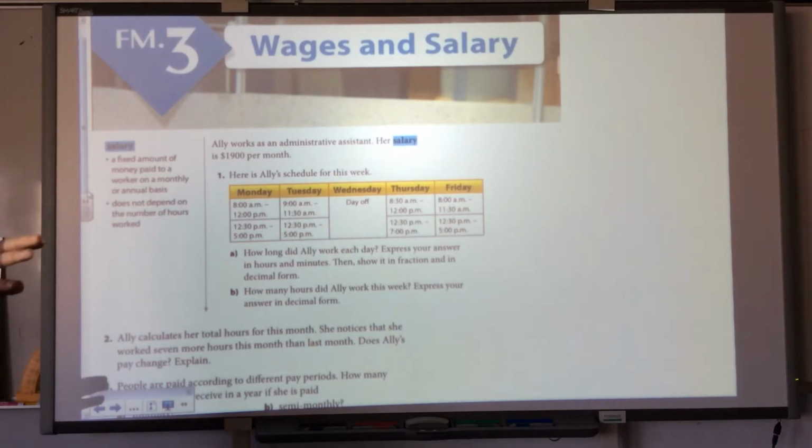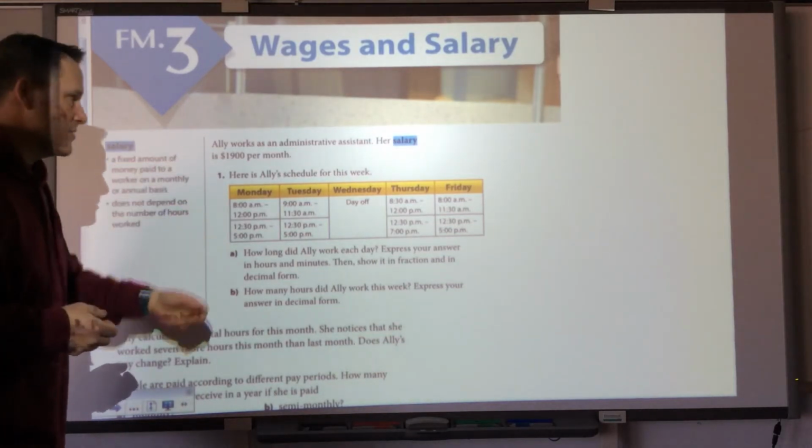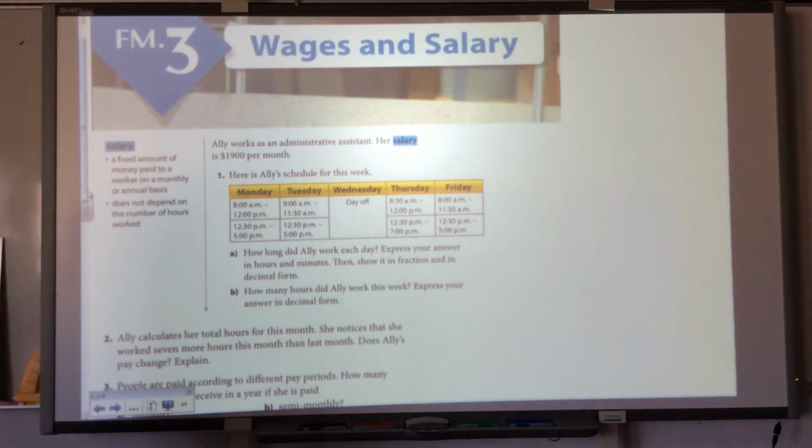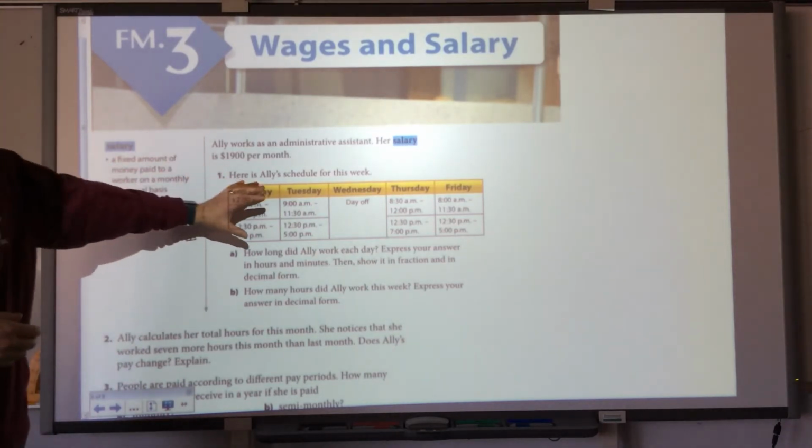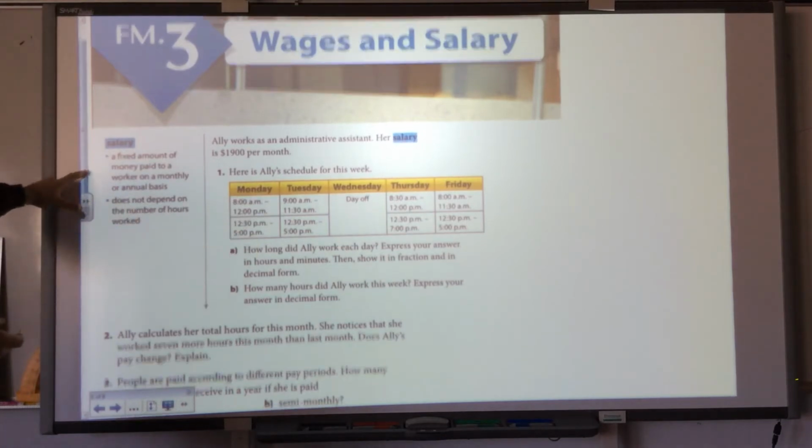But it's a set amount that they're being paid each month. The number of hours they work doesn't matter. In this case, Allie works as an administrative assistant. Her salary is $1,900 per month. Now, based on that, it doesn't matter how many hours she worked, but we're going to figure it out anyway.